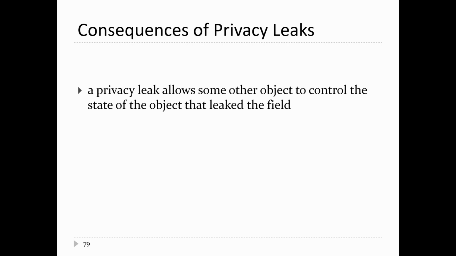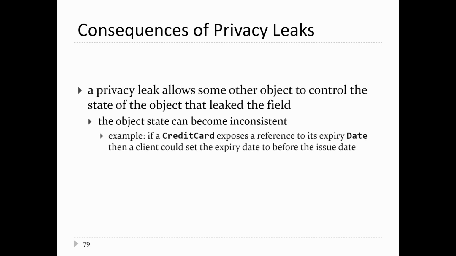So what's the consequence? What happens if you implement a composition and you accidentally release a reference, so you accidentally have a privacy leak? A privacy leak allows some other object to control the state of the object that leaked the field. So what does that mean? Your object state can become inconsistent. For example, if you have a credit card and the credit card releases a reference to its expiry date, then someone can change the expiry date so that it comes before the issue date. Now you have a credit card that doesn't make sense. You can have a period class where the start time comes after the end time.